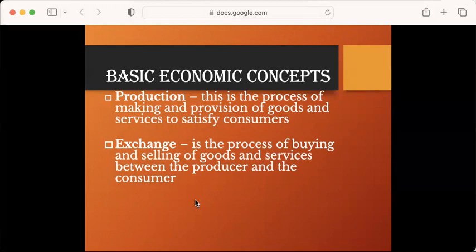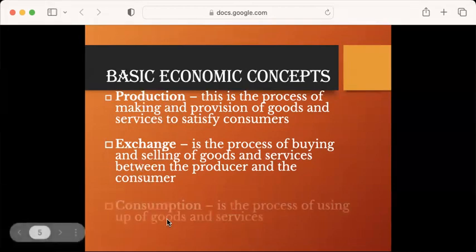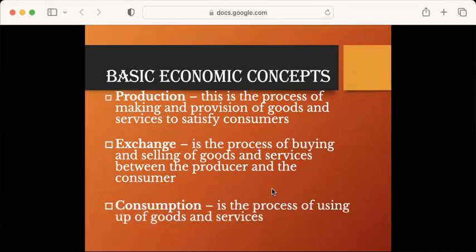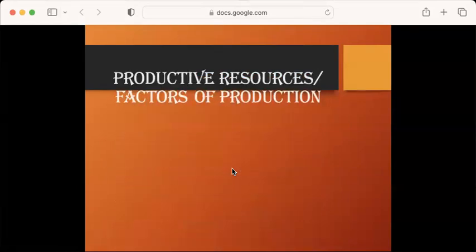So simply, exchange is the process of buying and selling of goods and services, so that it goes from the producer who produces the goods to the consumer who will be consuming the goods. Consumption is the other process, that of using up. Making is called production, using is called consumption, and exchanging between the maker and the user, or producer and consumer, is what is meant by exchange. All right. You can pause after each slide and copy those slides.